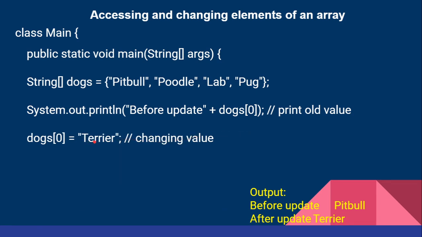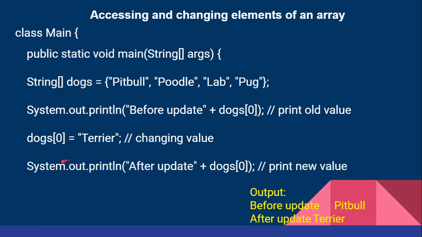Dogs of 0 is equal to terrier. Now we are going to change the value of one element. Okay, so that means we are assigning the value of this variable dogs of 0. That means that in the 0th index of this dogs array we are assigning a new value called terrier. That means we are changing the value of the first dog type.